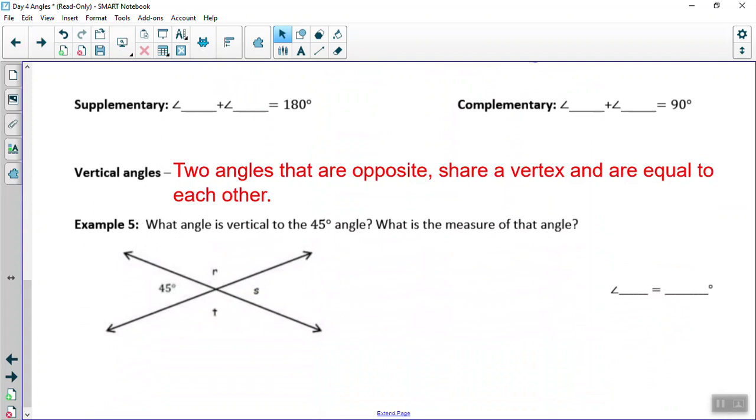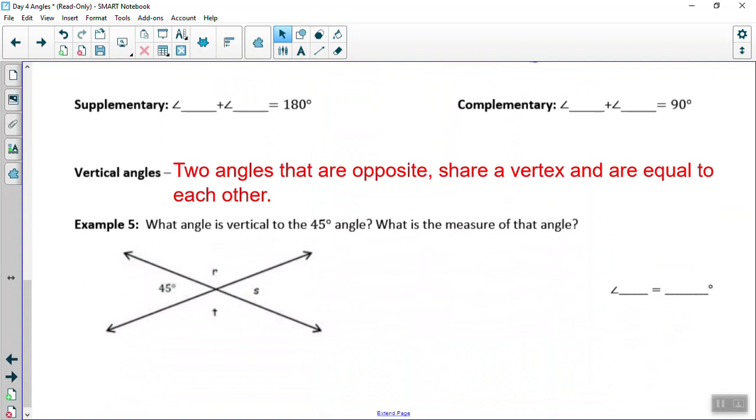All right, so the vertical angles are two angles that are opposite from each other. So this 45-degree angle and this angle here, angle S, are vertical angles. Angle R and angle T are also vertical angles. They are across from each other. So 45 and S are vertical angles, R and T are vertical angles.